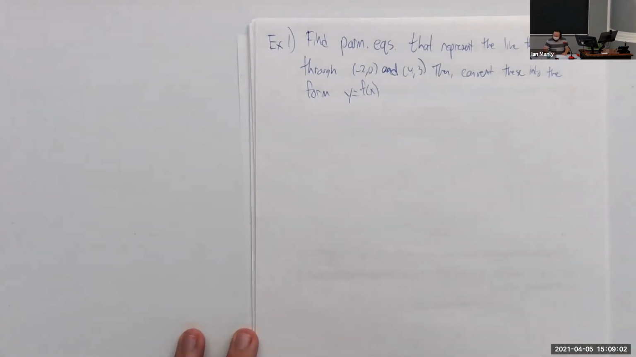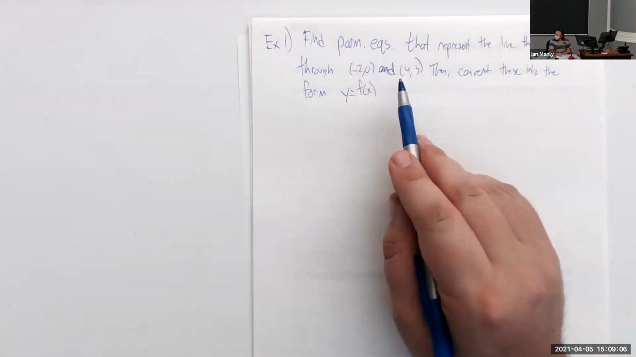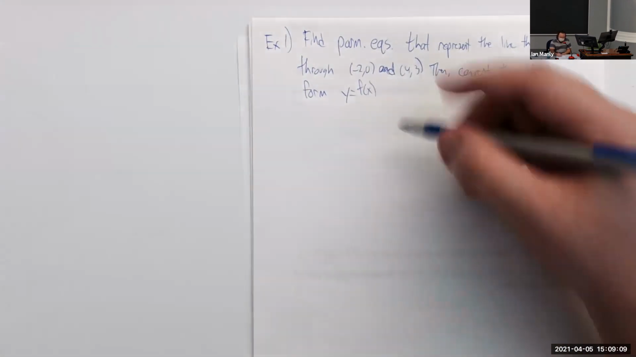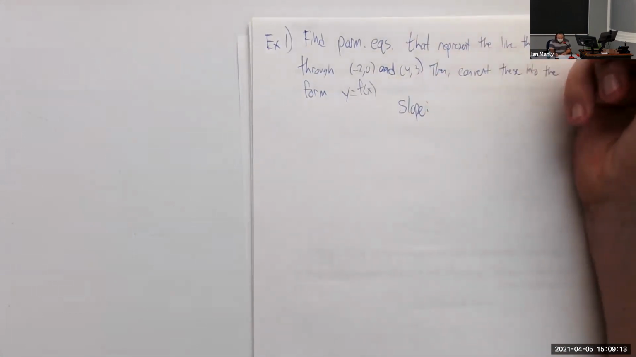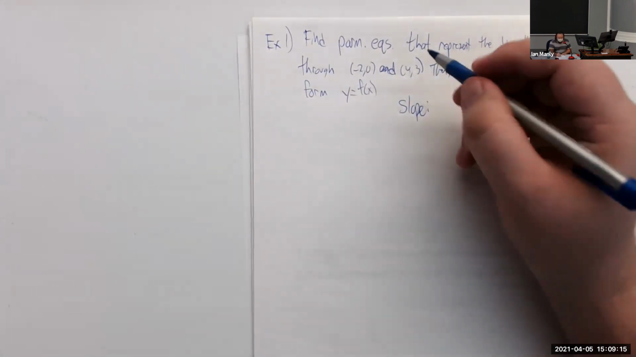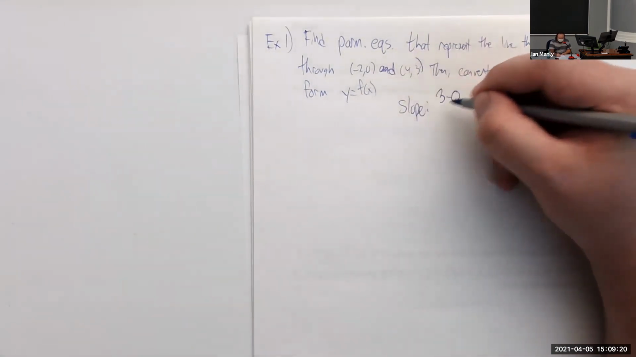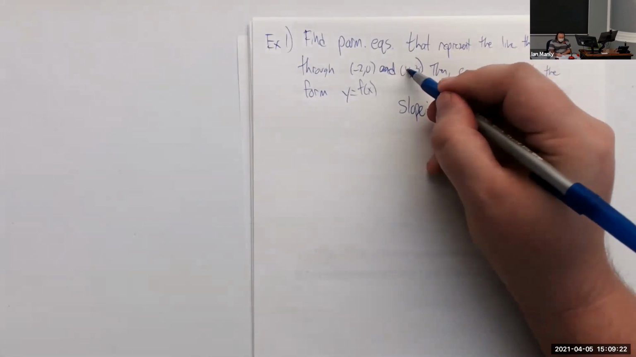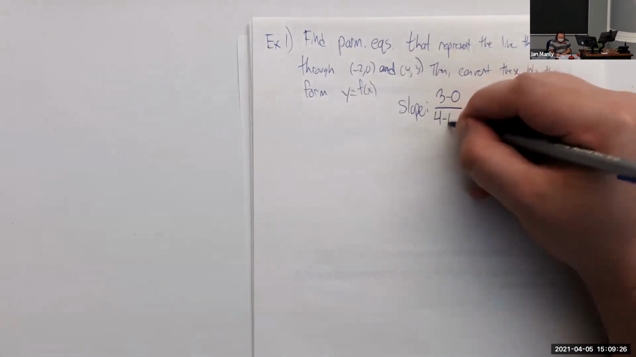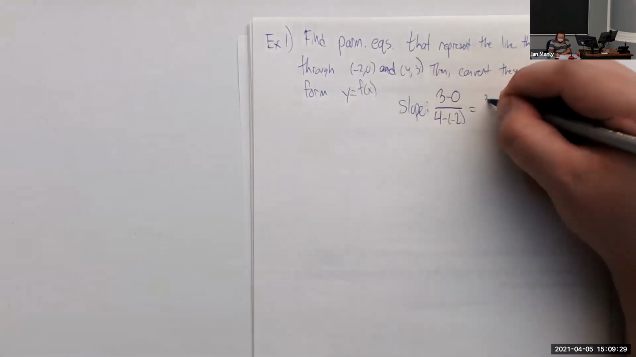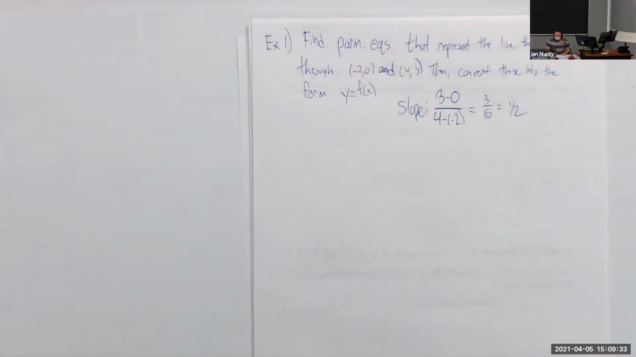All right, so let's go ahead and try this. First of all, in order to know what a line is, we should probably be aware of what its slope is. So let's try to find the slope of this line. The slope is the change in y, or the rise, 3 minus 0, divided by the change in x, or the run, 4 minus -2. So we end up with 3/6, or 1/2.